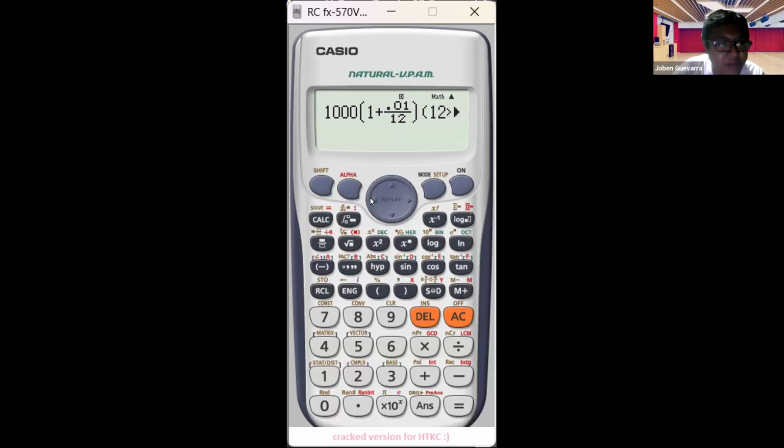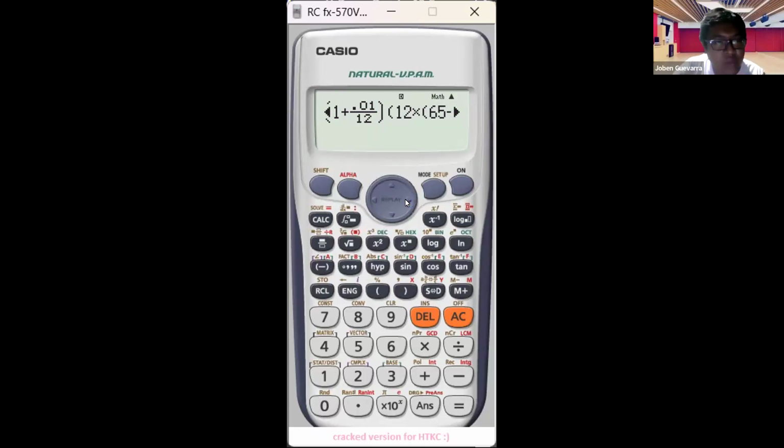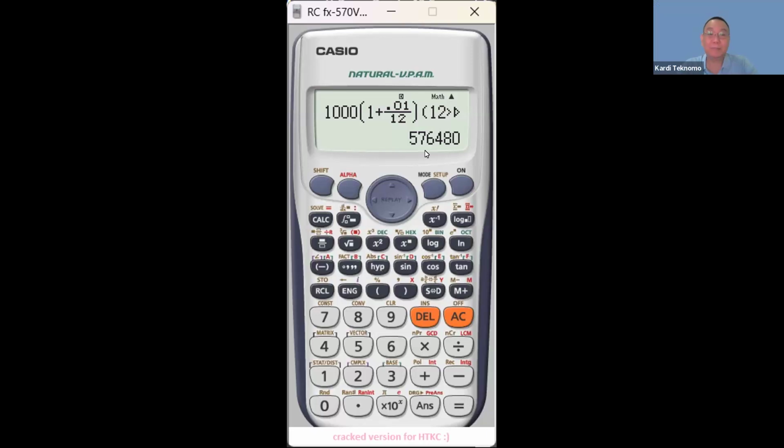As you can see with my calculation, since the interest rate is per year, I divided the 1% by 12, which is the R, the interest rate per month. Then I multiply that by T, which is the period: 12 times (65 minus 17), which is the 48 years that Sir Angelo showed a while ago. So I arrive at a value of 576,480, around that value, sir. Super, thank you, sir.